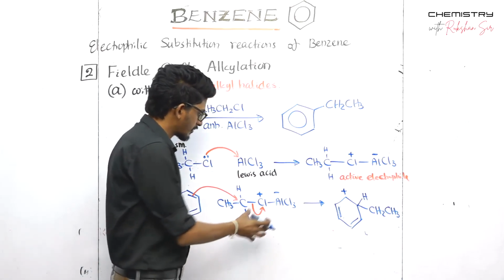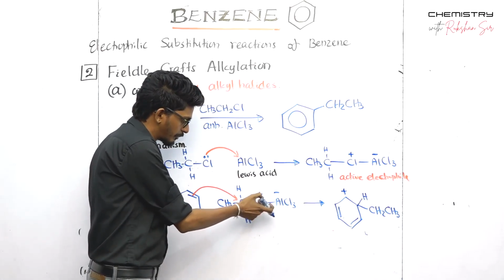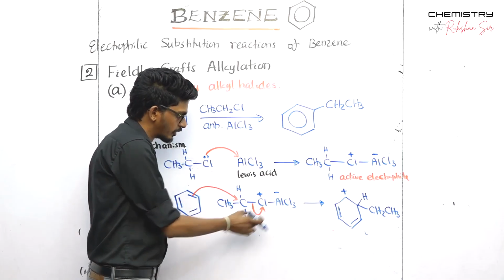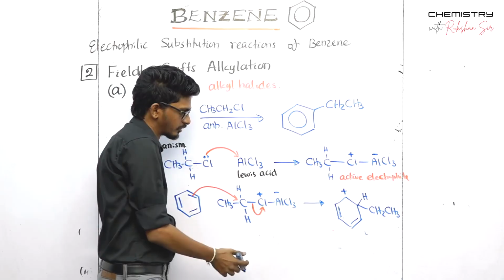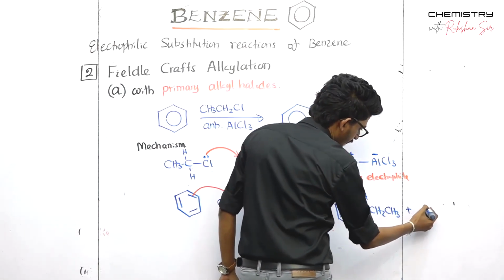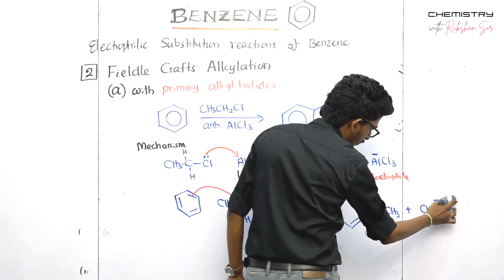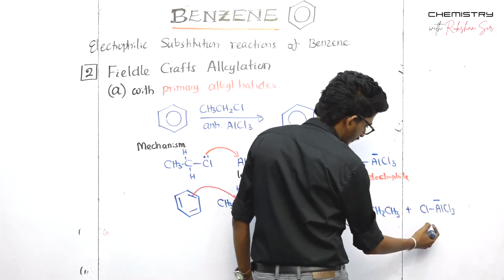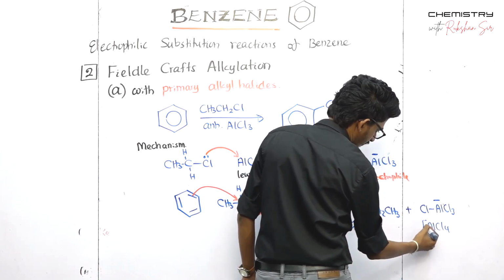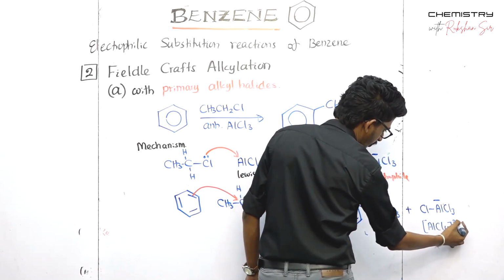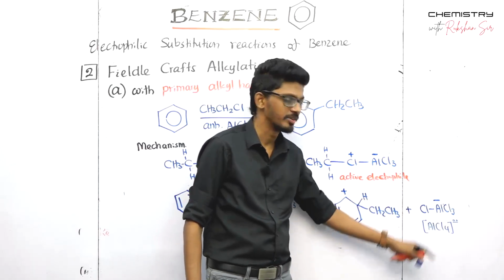Okay, and what happens with this? So this bond's electrons come to this chlorine, so the positive charge of the chlorine will disappear. So we will ultimately come up with Cl and AlCl3, with a minus on the aluminium. Or one can write this as AlCl4 minus. One form is enough, right? No need of writing both the forms. This form or this form, writing one form is enough, right?